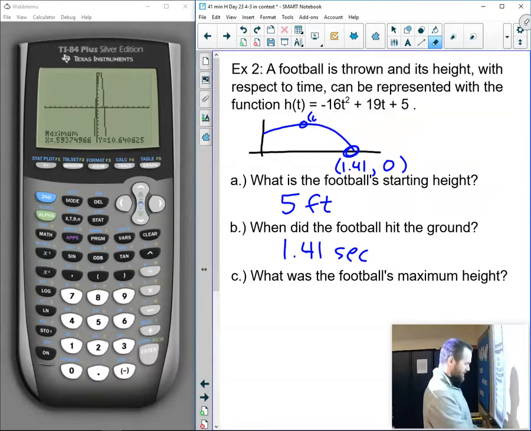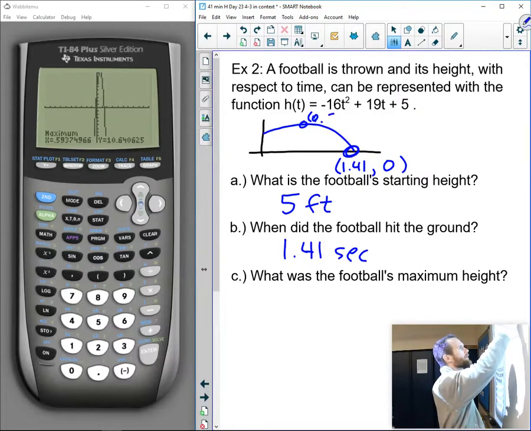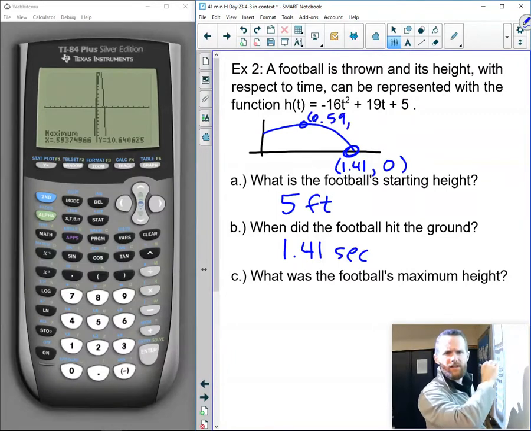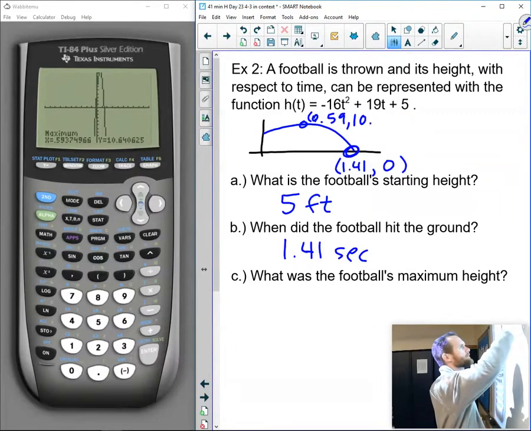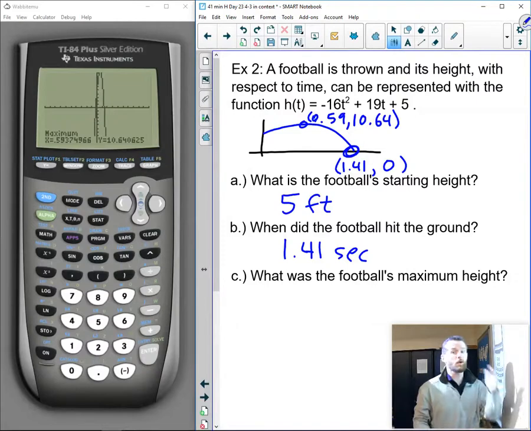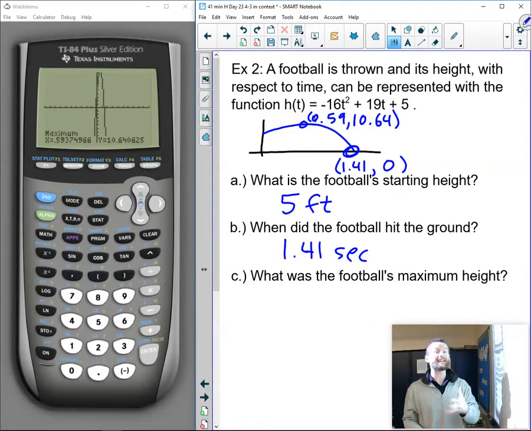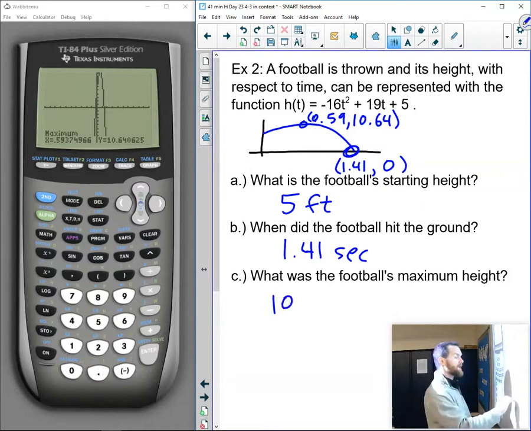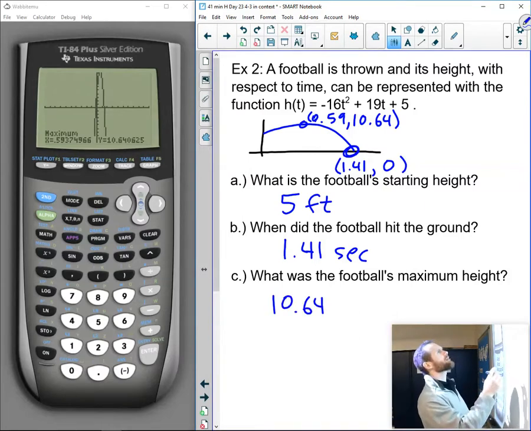Let's rewrite this so we can actually read it. So it's 0.59. And what was it? 10.64. But again, we don't want both of those numbers. It's asking what was the football's maximum height. So that's our height. That's the y value. So we want 10.64. What was it? Feet.